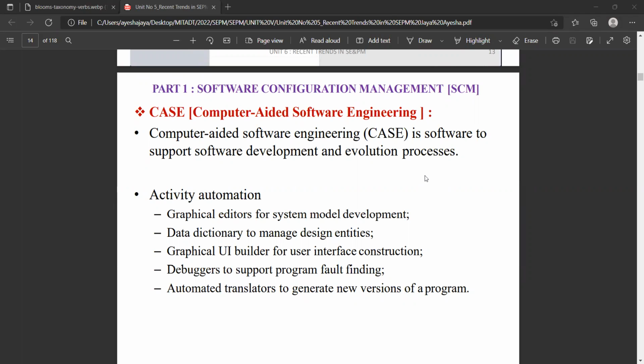Next, the data dictionary to manage design entities. An entity is nothing but a table, and tables are used in a relational database to store data. And what is a data dictionary? A data dictionary is data about data, that's called metadata. First you create a table to store data, but ultimately you have to store the definition of the table itself: how much data you can store at maximum, what the attributes will be, and what the type of those attributes is.